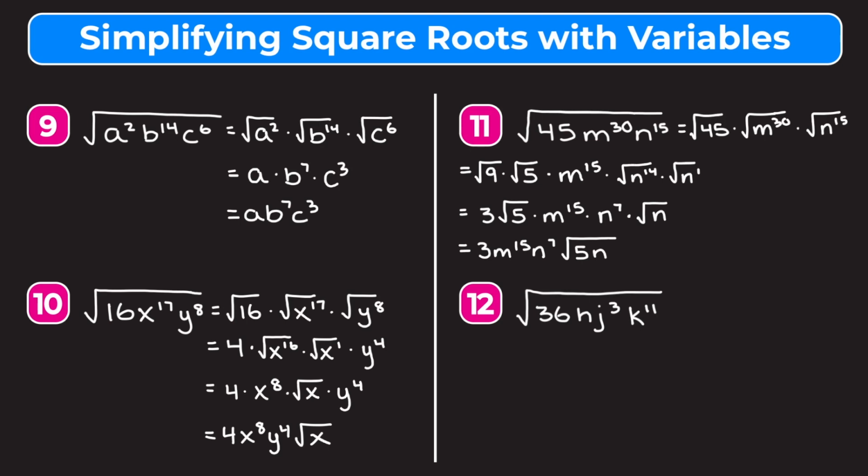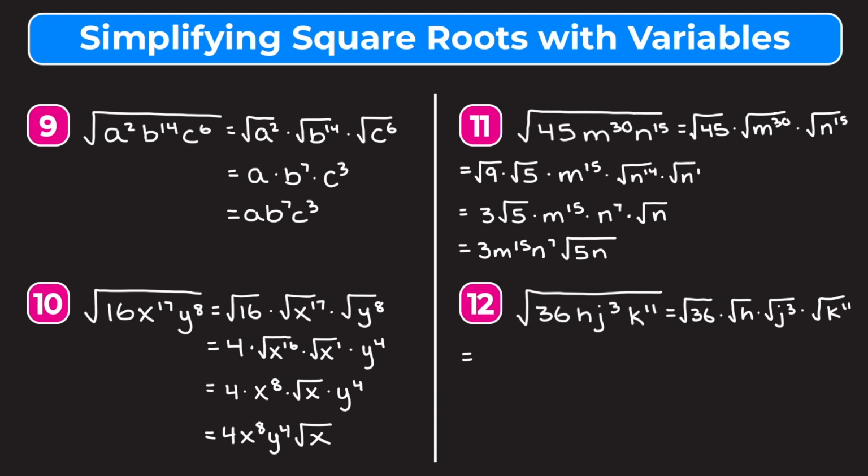And if we take a look at the final problem, we have the square root of 36h, j to the 3rd, k to the 11th. We're going to break this up into 4 roots. Square root of 36 times the square root of h times the square root of j to the 3rd times the square root of k to the 11th.